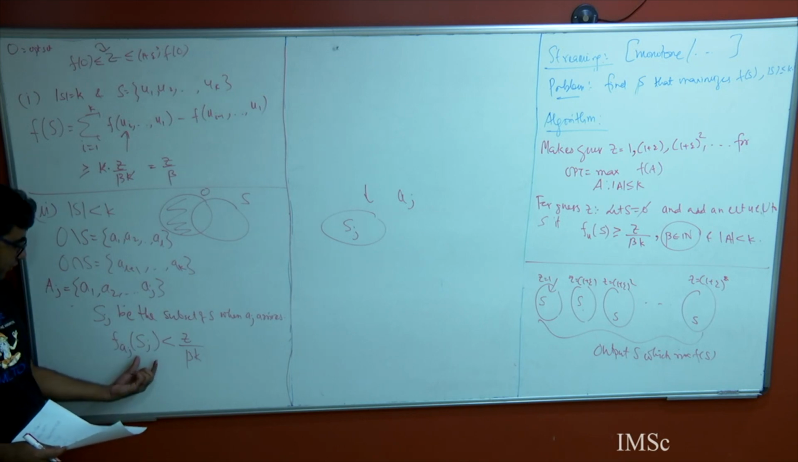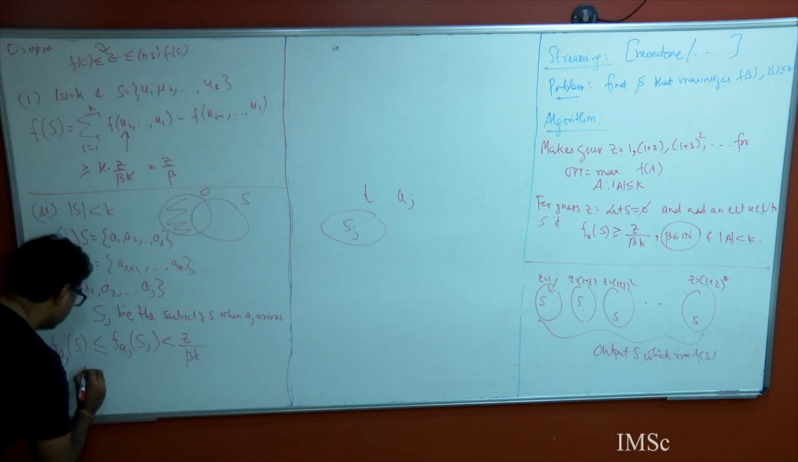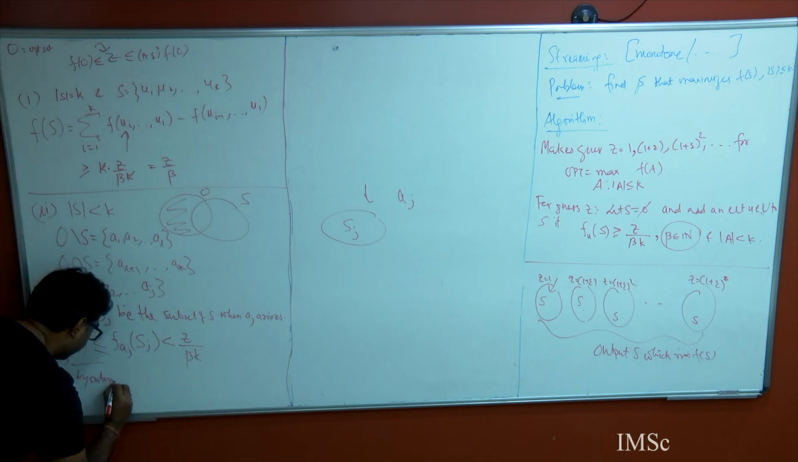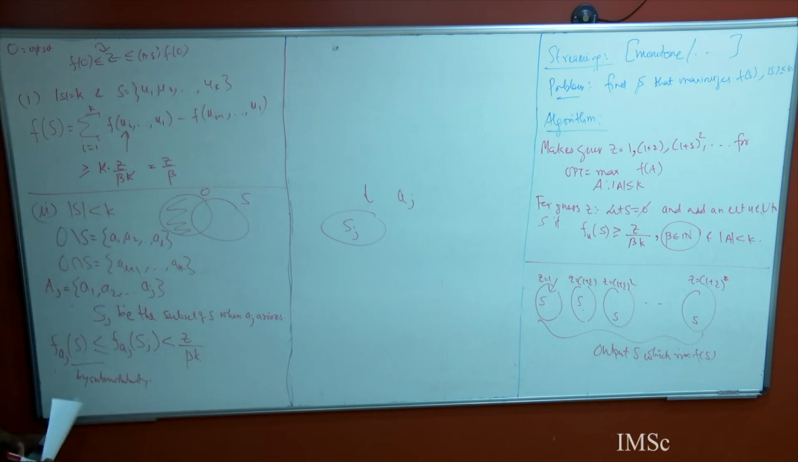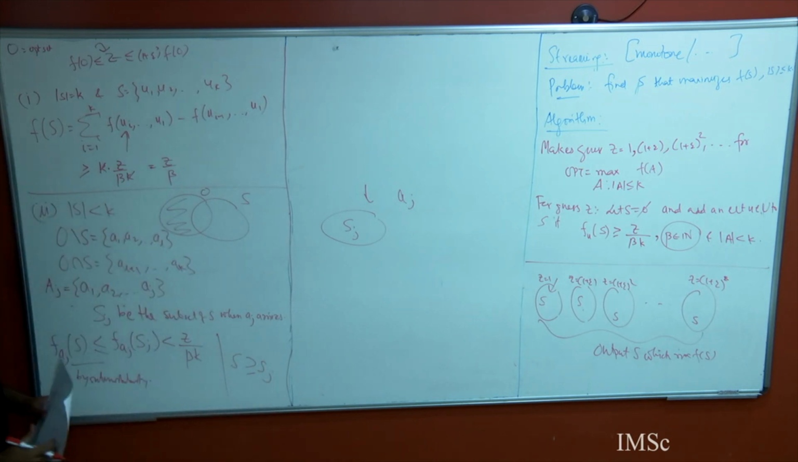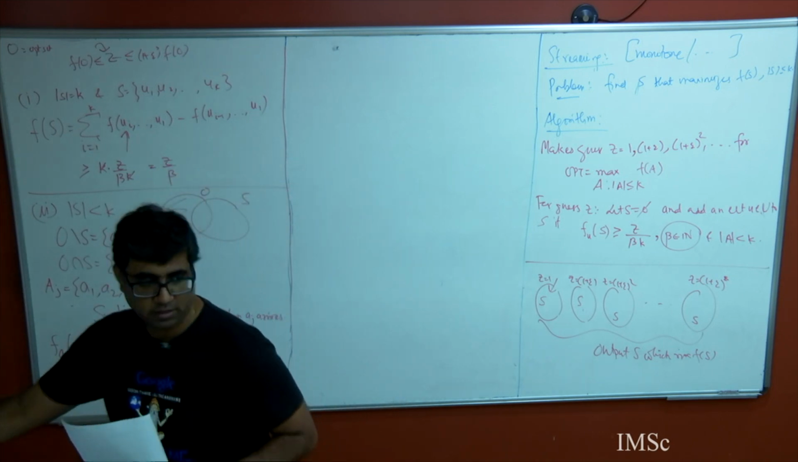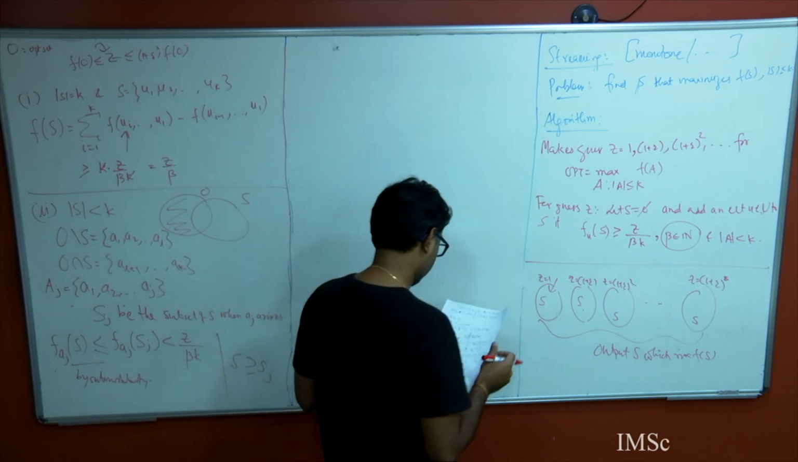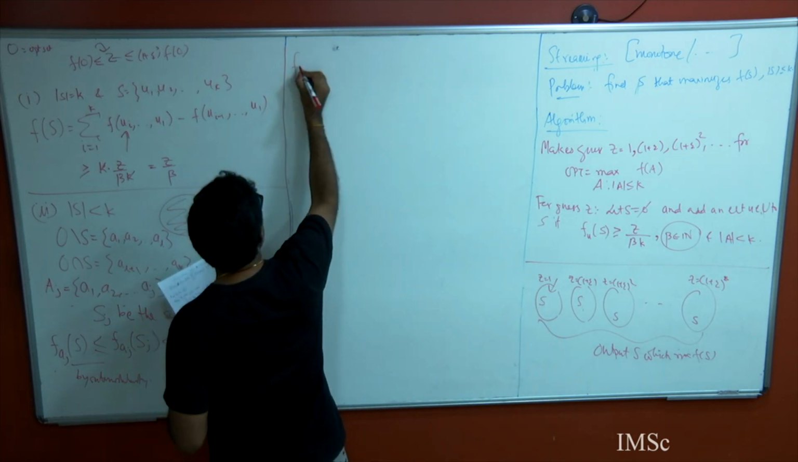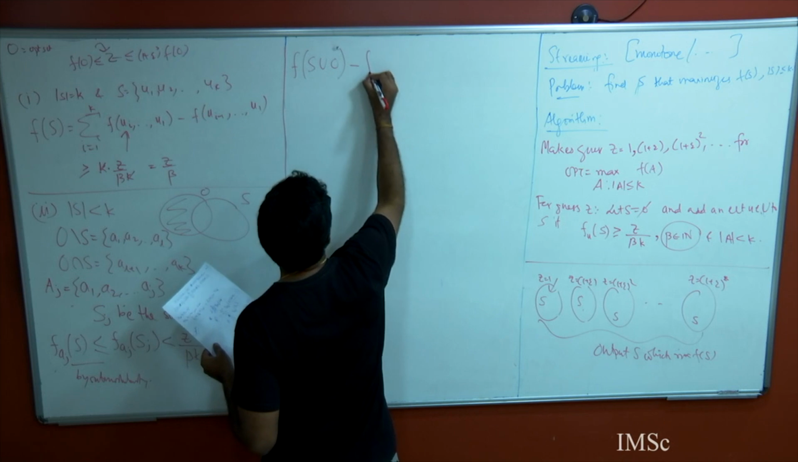But S is a superset of Sj. By submodularity, this happens. Like S contains Sj. So nothing fancy has been applied. And we are done now. Once this inequality is done, you are done. So let's consider f of S union O minus f of S.